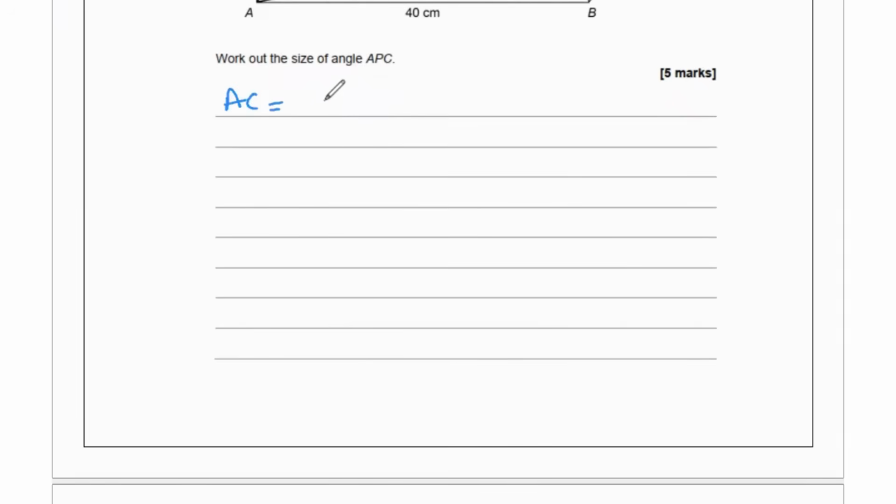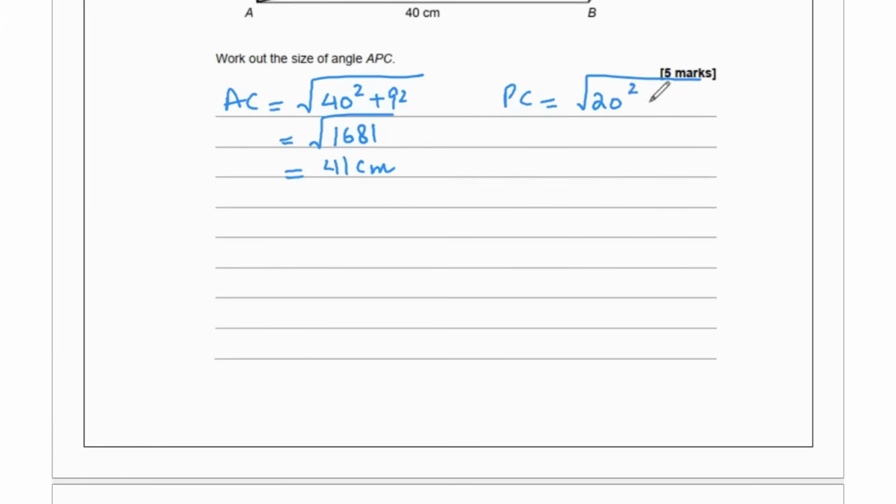AC is going to be the square root of 40 squared plus 9 squared, which is the root of 1681, which is 41 centimeters. Then we find PC, which is the root of 20 squared plus 28 squared, which is 1184 being square rooted, and that's 34.4 centimeters.